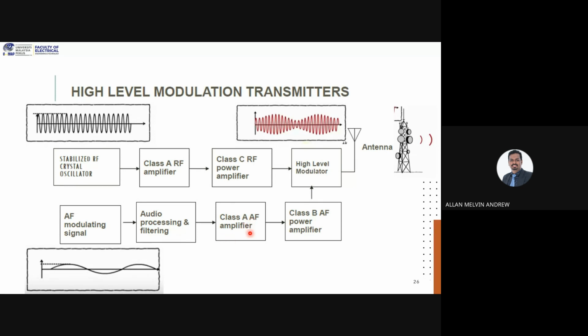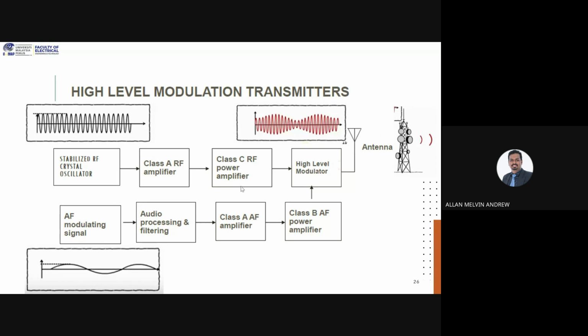Okay, so class A, then class B amplification. Here you have a carrier signal, here you have a message signal, then you have a high level modulator. Because both signals are already high level, they will be combined to form a high level signal, or modulation. Okay, and it will be transmitted to the receiver.